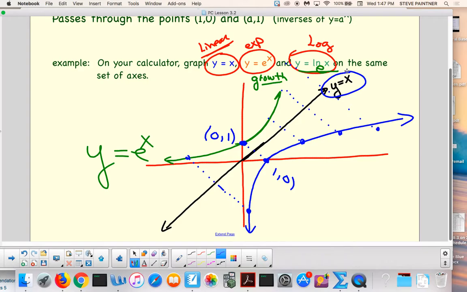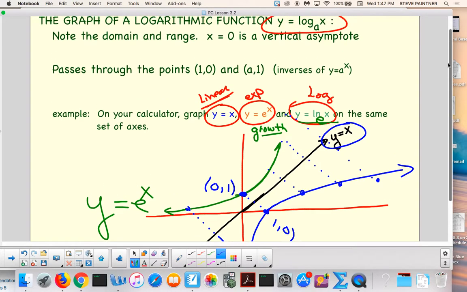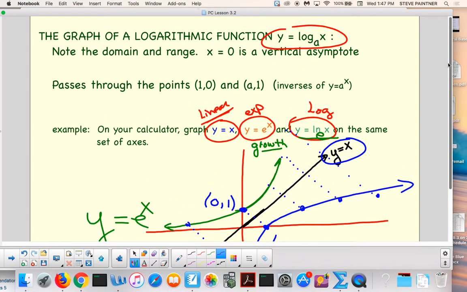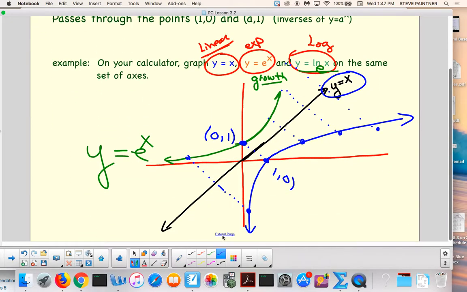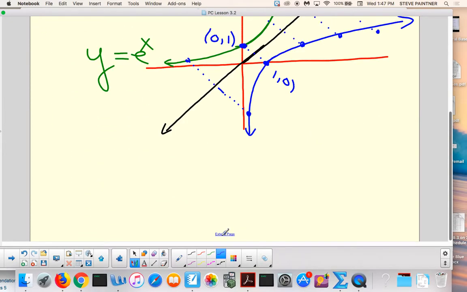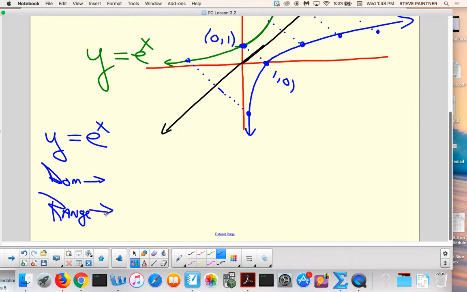Okay? So now, can I go back up there and talk to you a little bit about what it said? Here it says, note the domain and the range. Well, we haven't done anything, so we better look at it. Let's look at the domain of your exponential one, e to the x. What was the domain? What was the range? Look at this green one. Who wants to say the domain? All the x values, they got answers. All reals? Good.